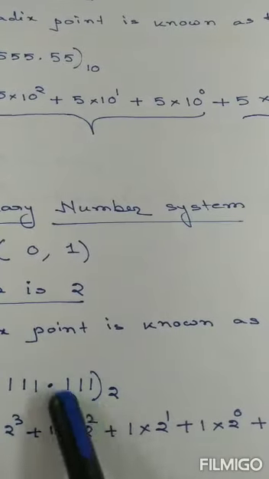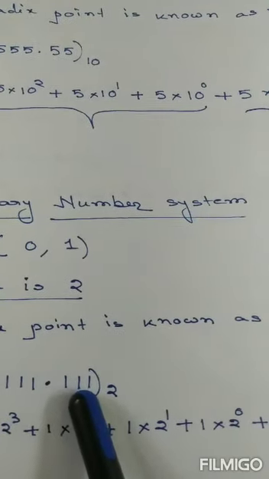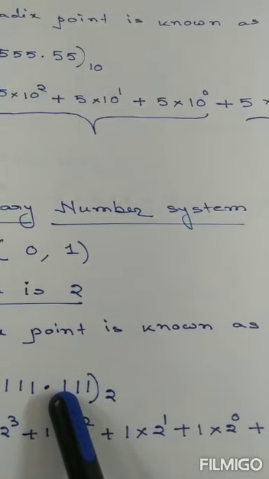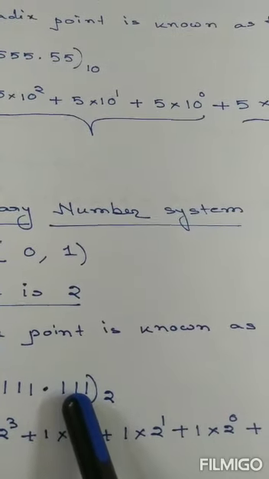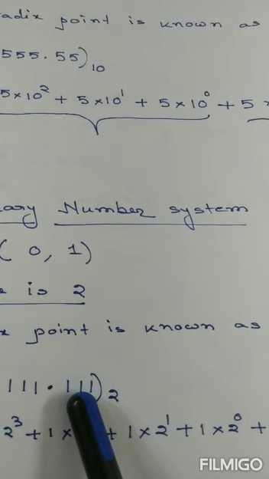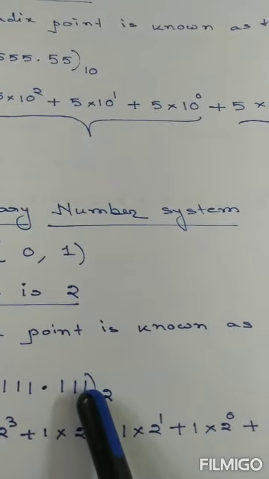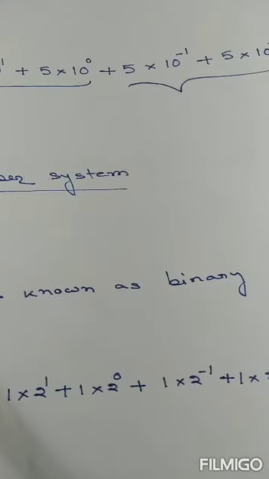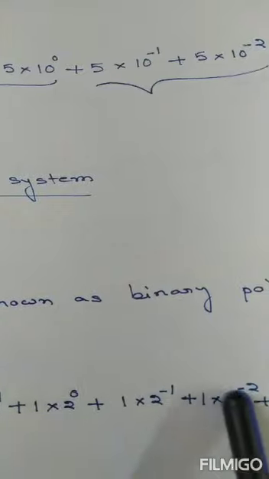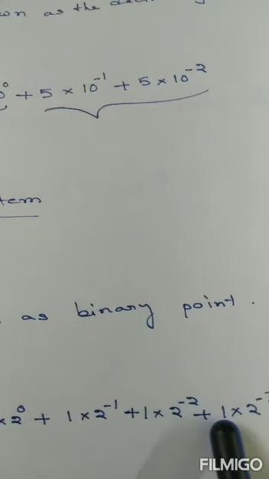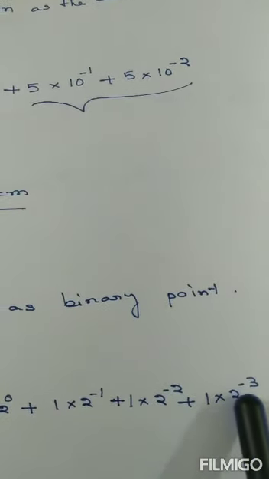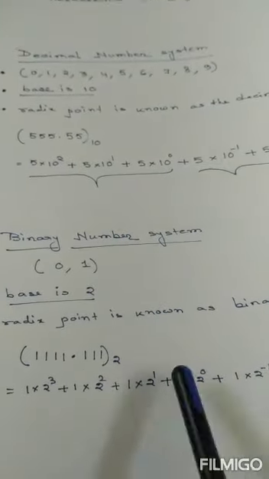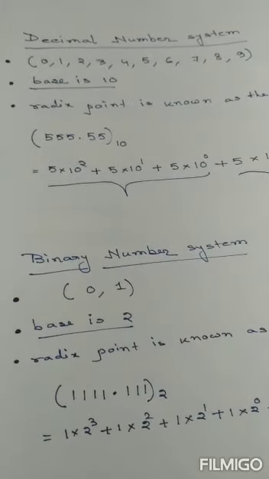And for the fraction part, that is after the radix point, the weightage of this position is 2 to the power minus 1. For this position, 2 to the power minus 2, and for this, 2 to the power minus 3. So what is the value? 1 into 2 to the power minus 1 plus 1 into 2 to the power minus 2 plus 1 into 2 to the power minus 3. So this is the representation of a binary number.